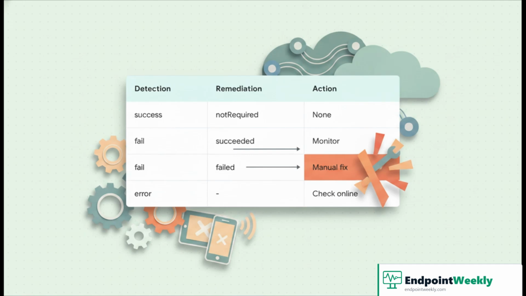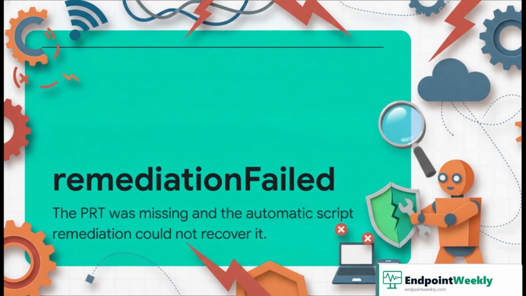But that third row, that is where our focus needs to go. If you see a device showing this remediation failed status, that is your absolute top priority. The automatic fix failed. This means the PRT is missing, access to company resources is actively broken right now, and the automated safety nets you put in place through Intune could not bring it back online. These users are undoubtedly dealing with annoying authentication prompts, sync errors, or just outright access blocks as we speak.